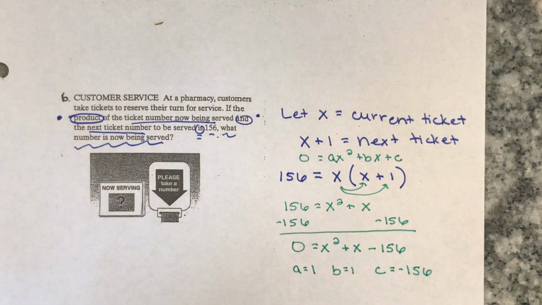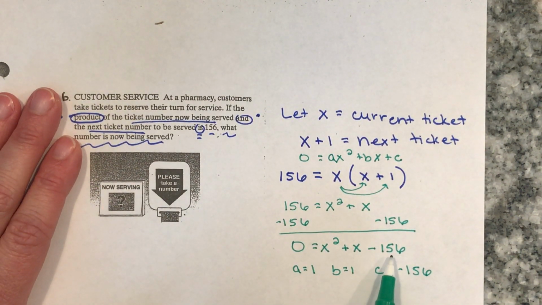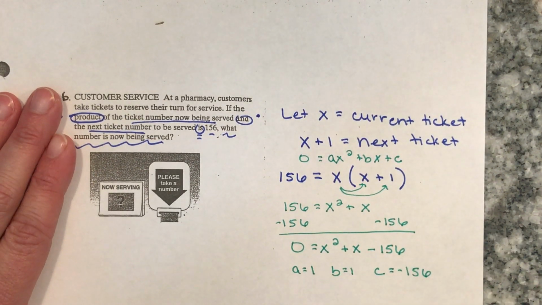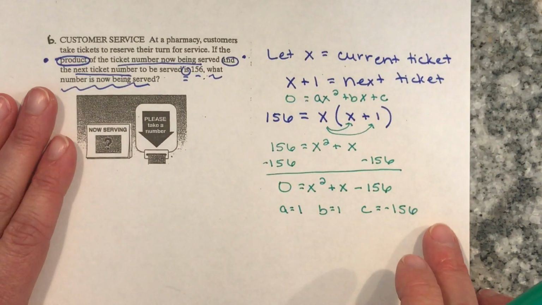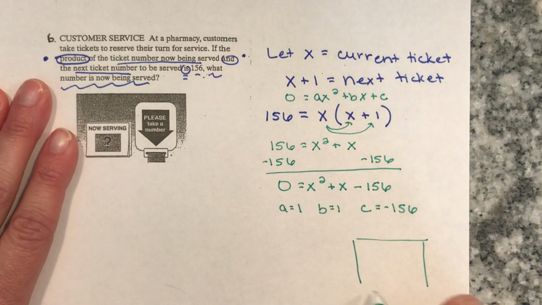In the last problem, we were able to find a greatest common factor and pull it out to the front, and then we no longer had an x squared, or in that case it was t, and we were done with our factoring. This time we do have a c value, so we can't pull out an x, and the greatest common factor of 1, 1, and negative 156 is 1, so there's no GCF to pull out. This time we will actually have to go through the factor box.